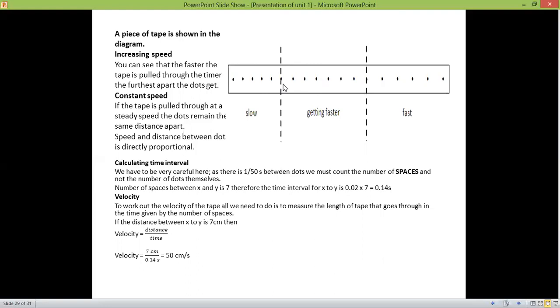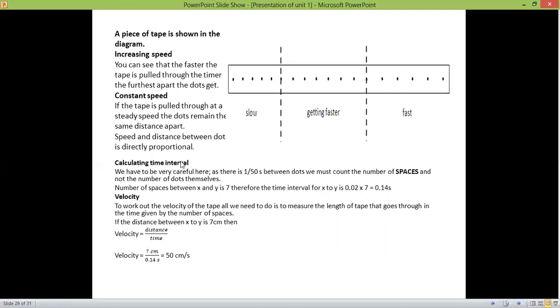So there are 7 consecutive dots present between these two vertical lines. 7 pairs of dots are present between these two vertical lines. 1, 2, 3, 4, 5, 6, 7. This 7 will be multiplied by 0.02. So the answer becomes 0.14 second.